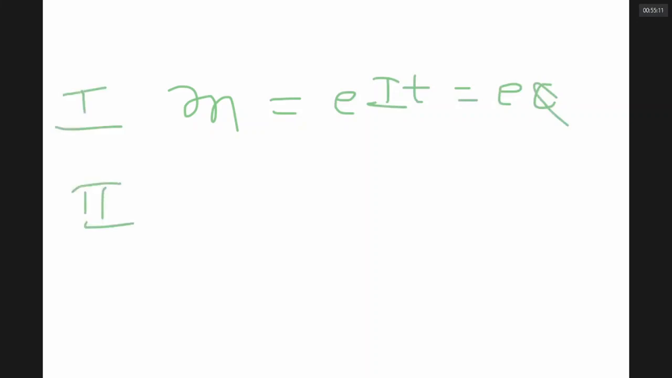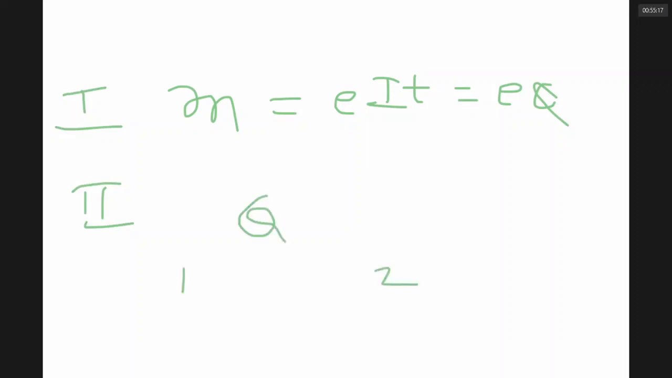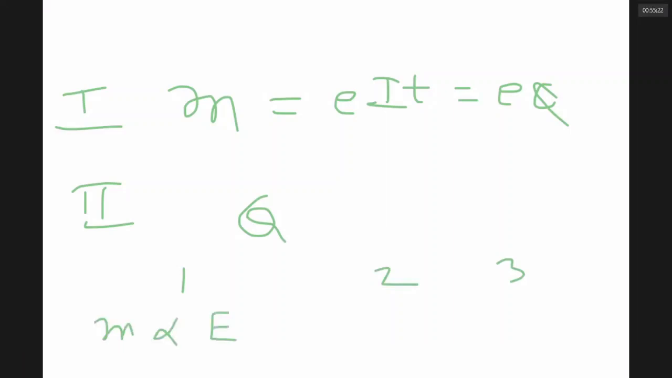This is Faraday's first law. Mass of any substance produced in electrolysis is equal to EIT, or which is EQ. Faraday's second law: when you are passing the same amount of charge through different electrolytes, the masses of different elements produced are directly proportional to their chemical equivalent weights. They are directly proportional to what, sir? Chemical equivalent weights.